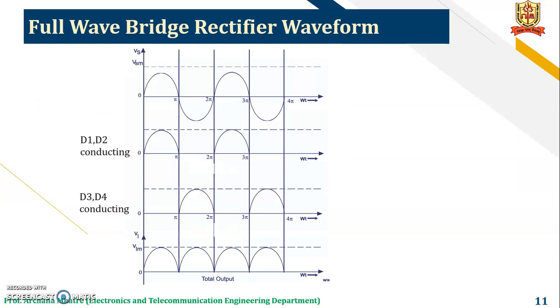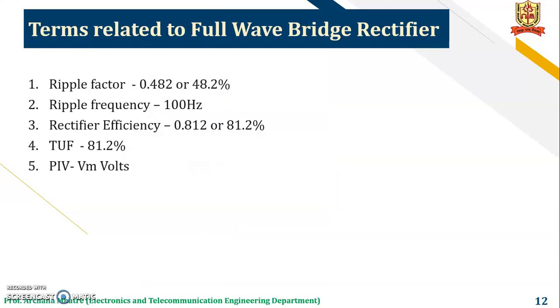Now this is the full wave bridge rectifier waveform. You can see here, diodes D1, D2 conduct for the positive half cycle, diodes D3, D4 conduct for the negative half cycle, and this is the total output for the positive as well as negative half cycle.